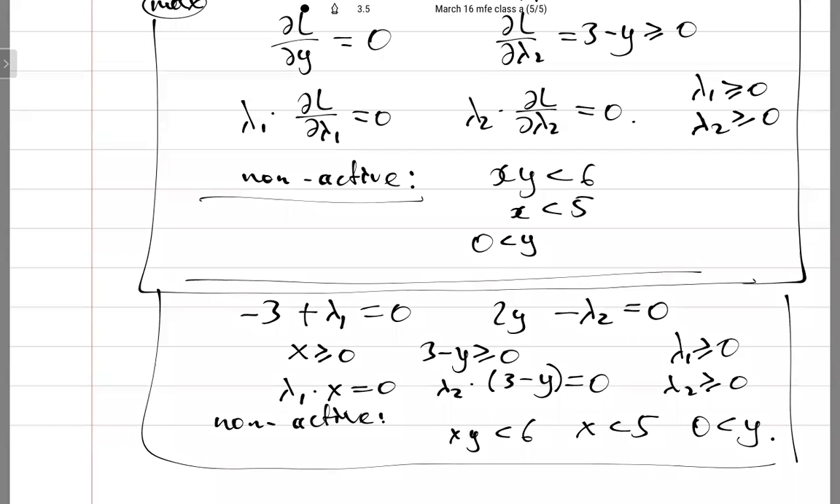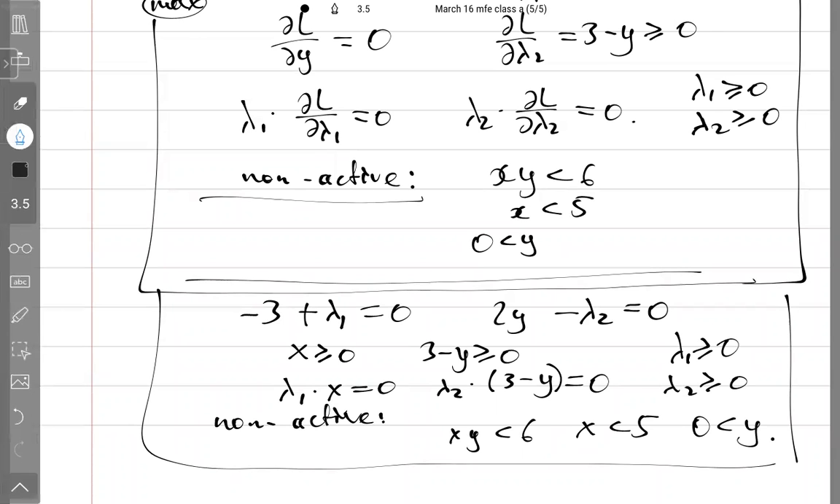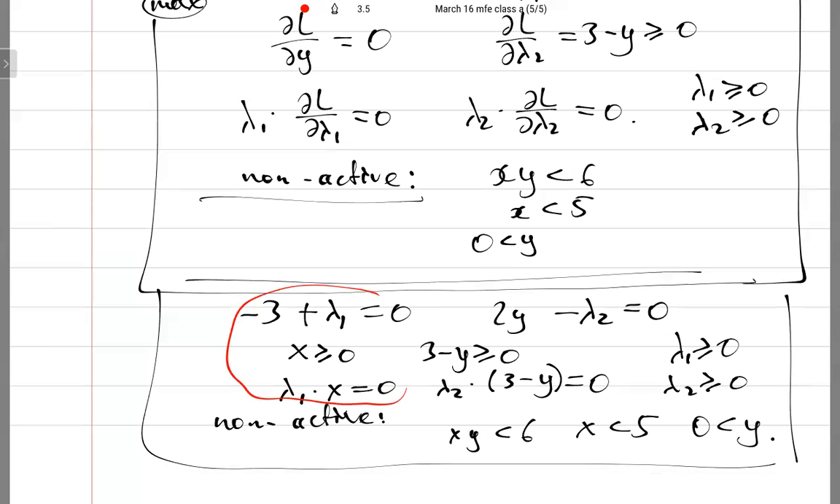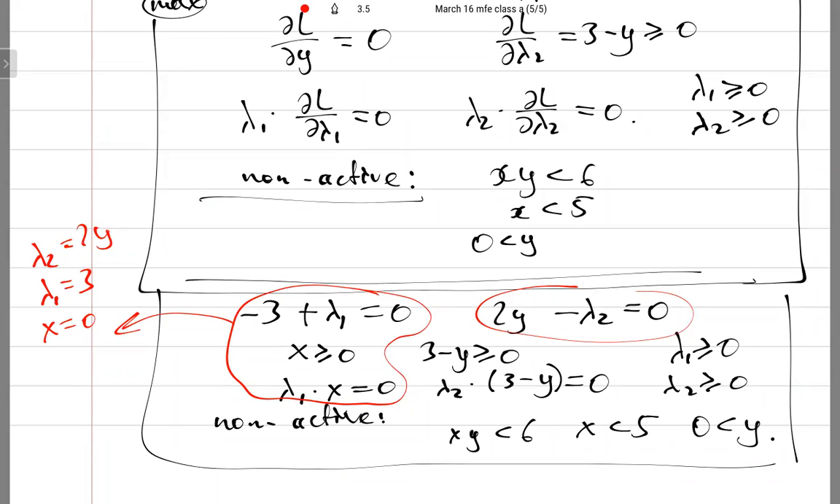Okay, I completely see the value of lambda 1. Yeah, lambda 1 is 3. So I know that x is 0. So from these, I conclude that lambda 1 is 3. x is exactly 0. From that one, I conclude that lambda 2 is equal to 2y.